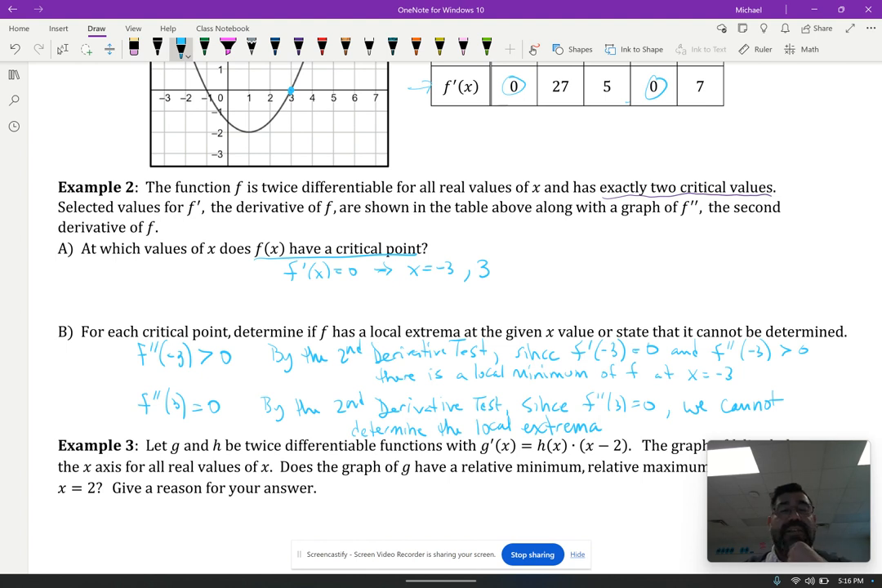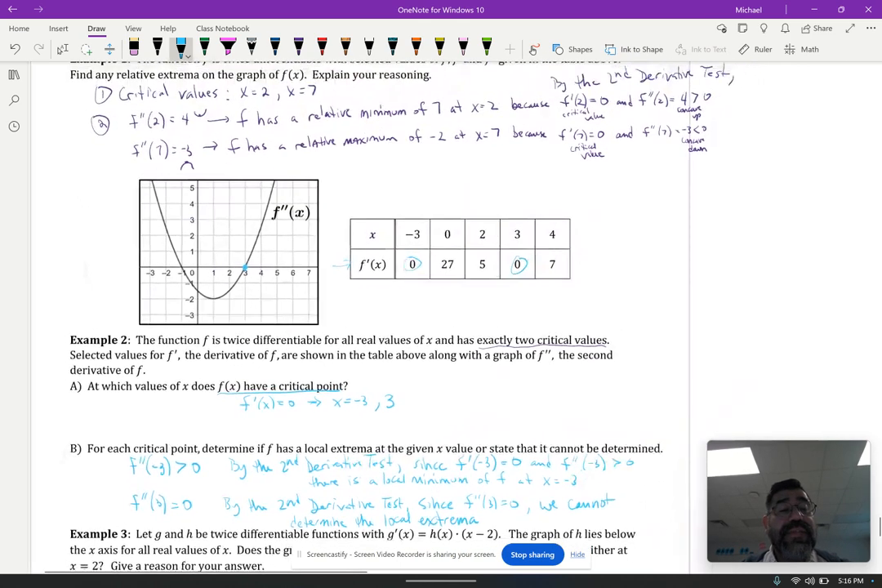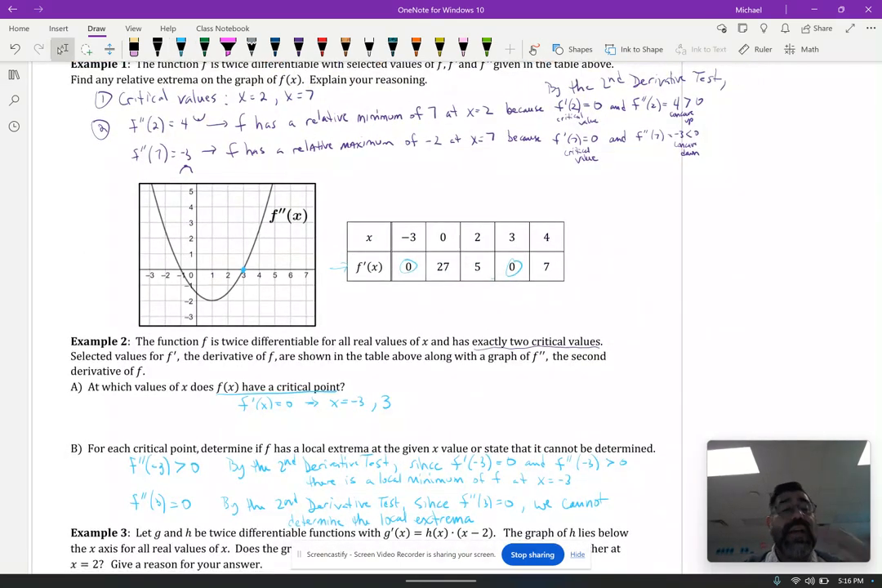Questions about that? If you do, bring them to class and we'll discuss them. These first two examples use tables and graphs, not equations, which could be a sign that I might have to use, or could use and save time by using, the second derivative test for relative extrema.